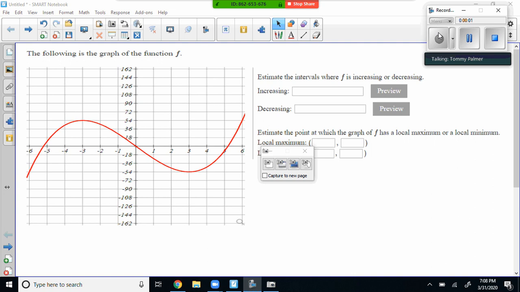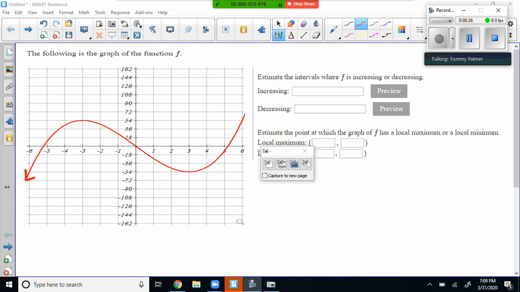Section 3.3, problem number 12. It's talking about increasing and decreasing. What it's talking about is increasing means from where to where is the graph going up.